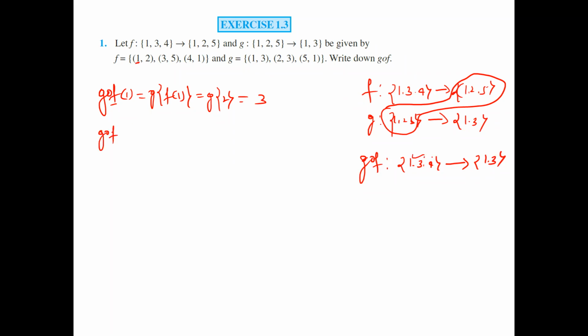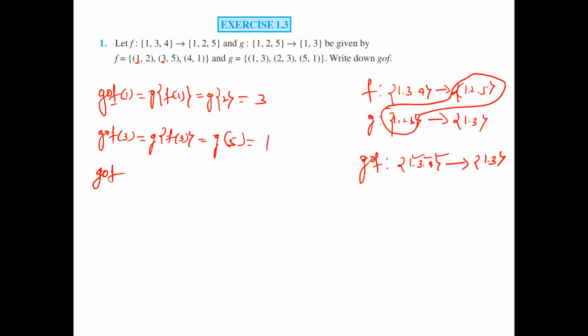Next 3. Now G of F of 3. Now G of, what is the F of 3 value? Here F is there, 3 value. What is the F of 3 value? 5. What is the G of 5 value? 1. Next, G composition. 3 is finished.